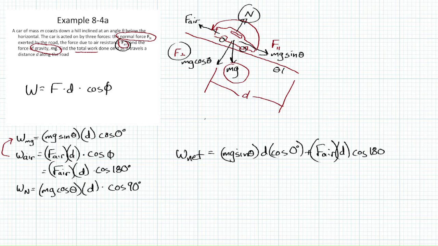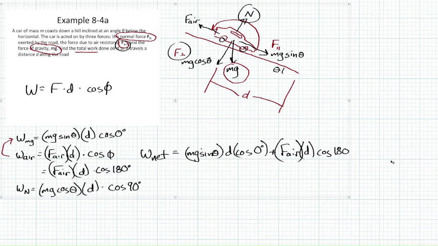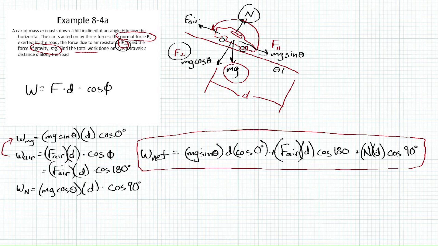Plus, and I just ran out of room. You know what? Let's move all that over. Make a little more room for myself there. There we go. Okay, and our last one is plus our normal force, that is N times our displacement times the cosine of 90. That should about do it for this part.